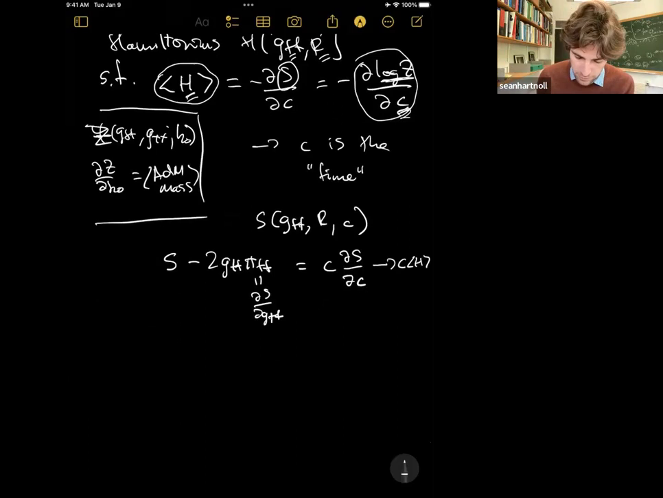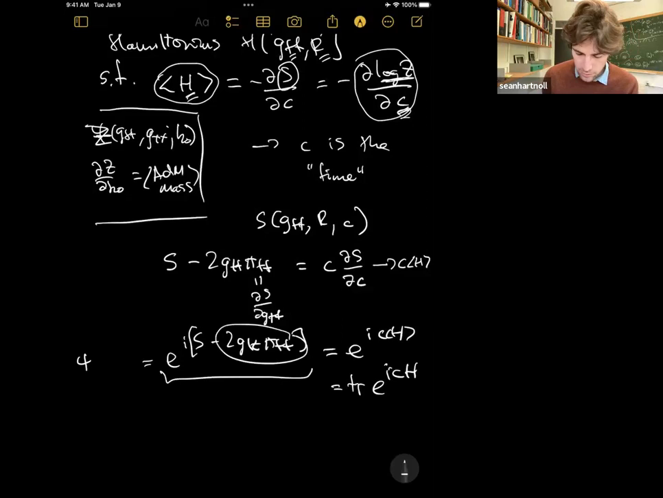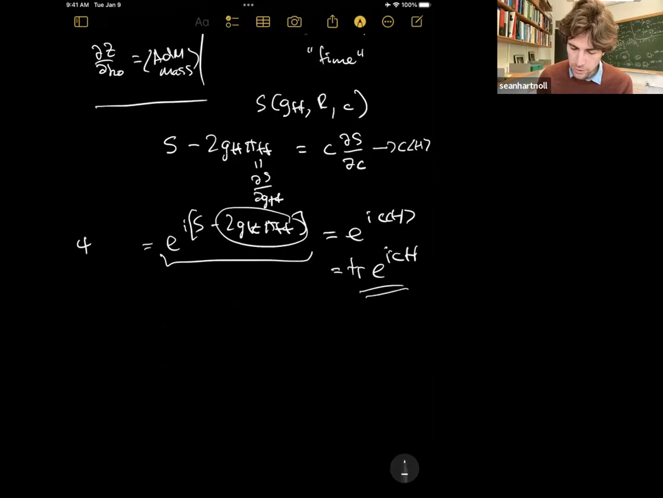And so the partition function, which is e to the iS, obeys that if we subtract off this piece, it is the expectation value of e to the iCH. Semi-classically, I want to think of that as just trace e to the iCH. So this was again the wave function psi. And it turns out you have to subtract off this piece. If I want to interpret the wave function as this partition function, you have to shift it by this GTT pi xx.